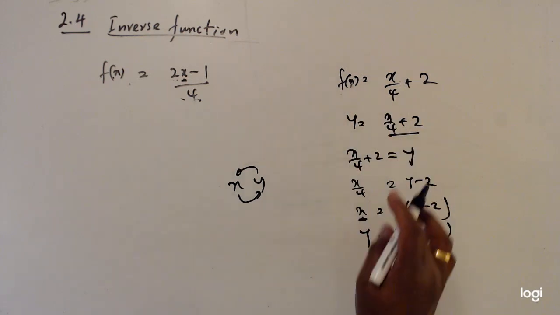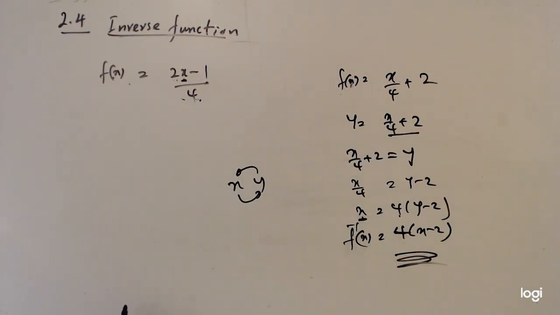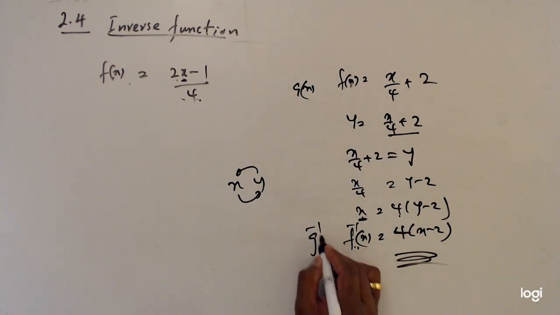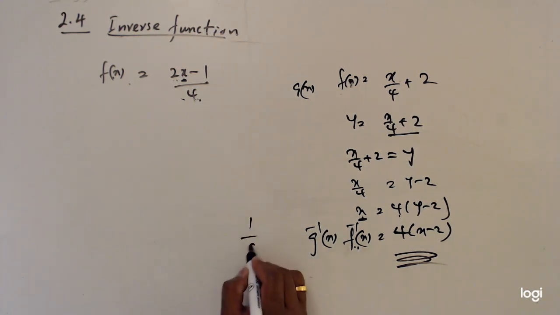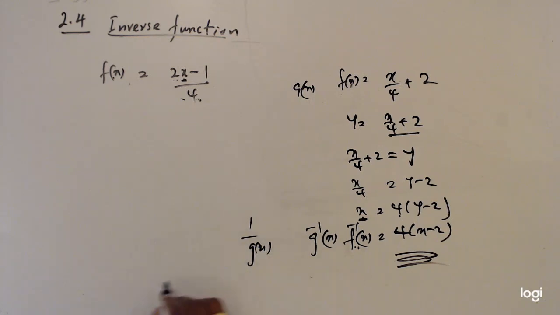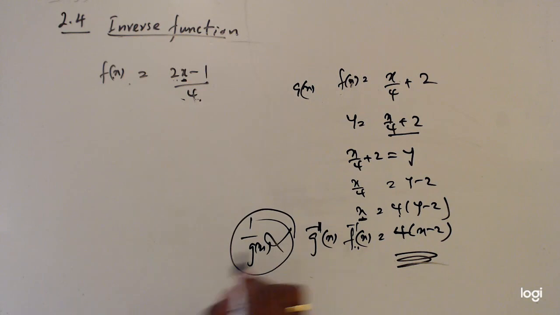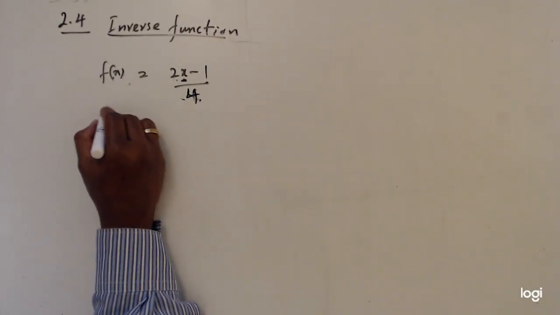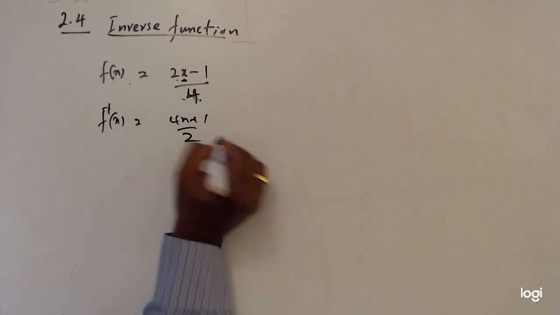So if you consider this is f(x), we'll write f inverse x. If you get g(x), then this is not f inverse x, this is g inverse x. So this g inverse is not 1 over g(x). This is a wrong idea. This notation implies the inverse function, not the negative power 1. Now f(x) is given, and we found that the inverse function is (4x plus 1) over 2.